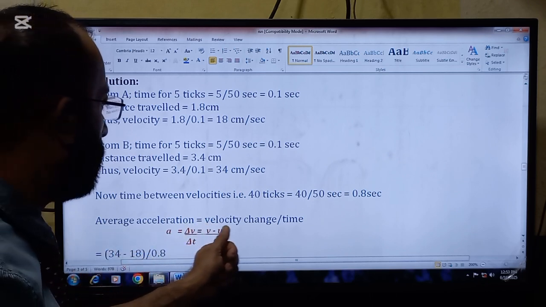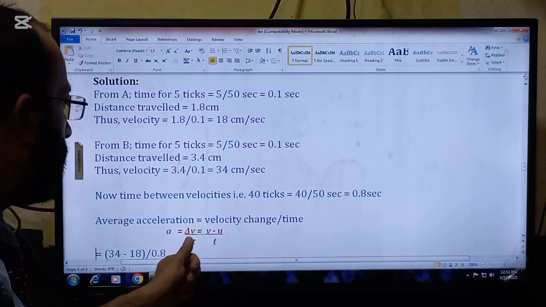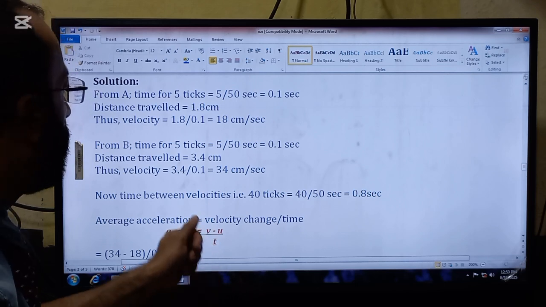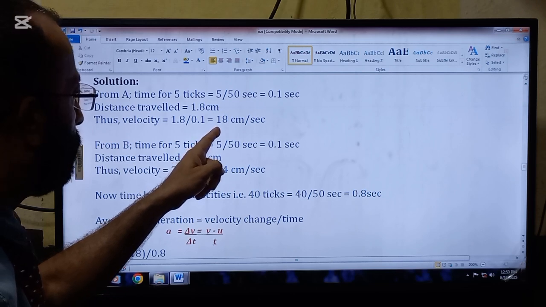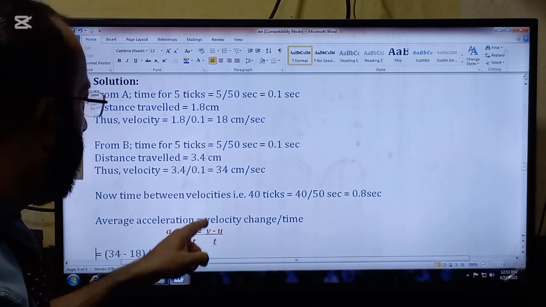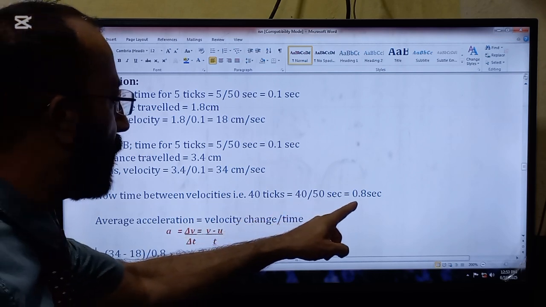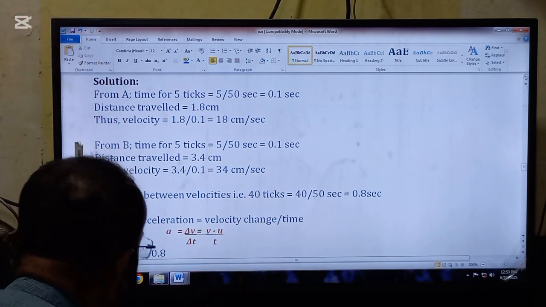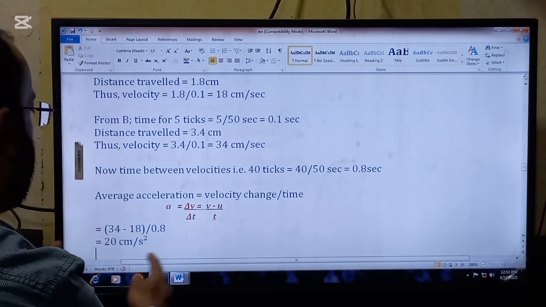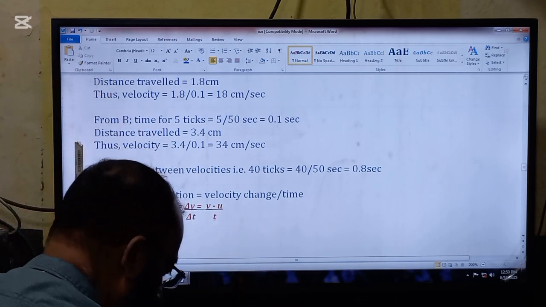Average acceleration is equal to velocity change over time. So delta V over T, V minus U over T. V is the final velocity, U is the initial velocity. So 34 minus 18. Look now, and time is 0.8 seconds. So solve it on the calculator. You will get the acceleration. So this is the average acceleration for the journey.